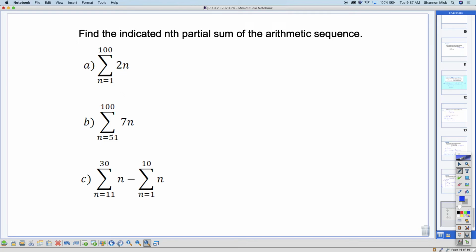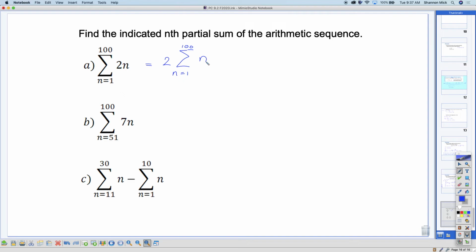It says find the indicated partial sum, because these are infinite, and so we're going from 1 to 100. Does anybody remember what I can do with that 2? You can put it in the front. That's what I said. So then I have 2 times the sum from n equals 1 to 100 of n.